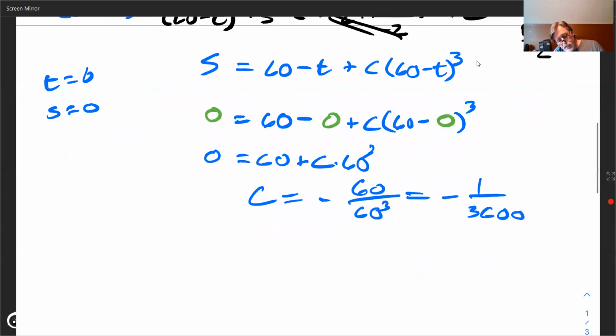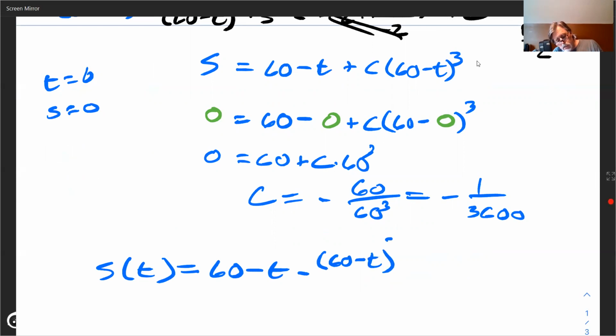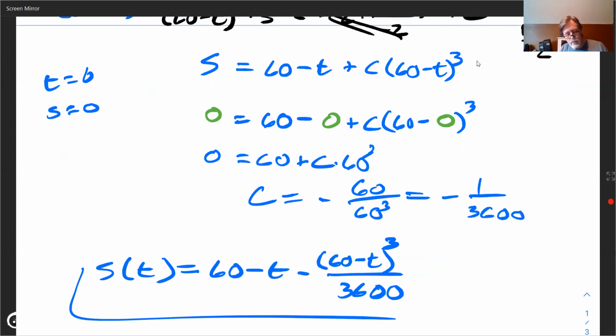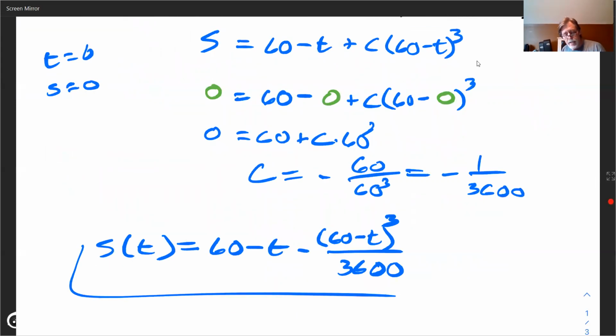Folks, this is it. We did it. S of t, the function itself, is 60 minus t, and then minus (60 take away t) cubed all over 3600. That's an interesting looking curve, isn't it? As t approaches 60, we run out of water, don't we? As t approaches 60, the salt, look at it, 0 and 0, you have no salt left in the tank, because the tank is empty. And so that is how this guy gets solved.